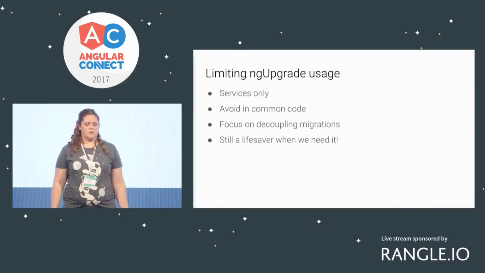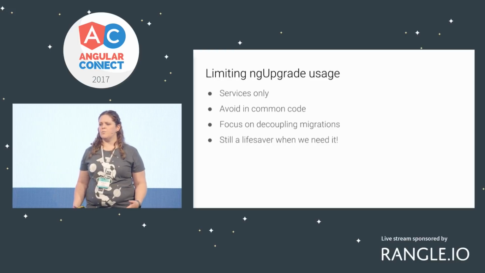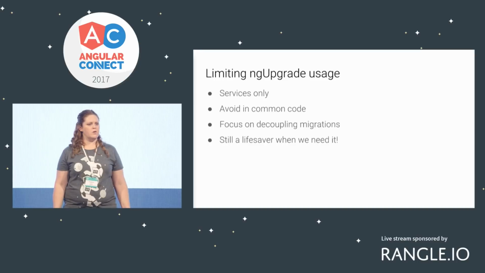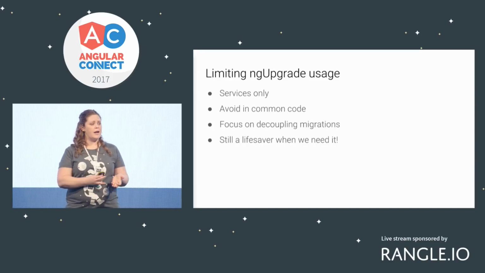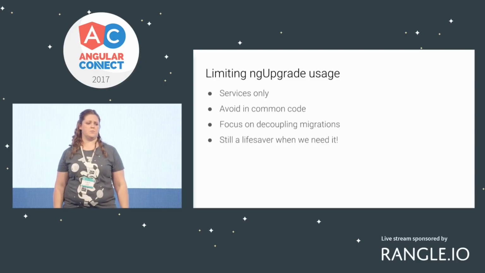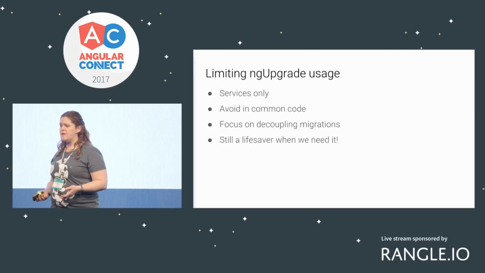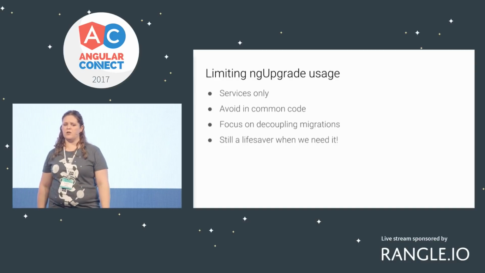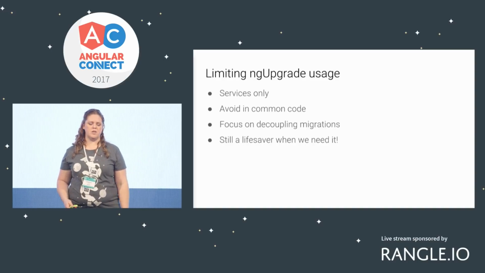So we were mostly focused on services. As we started to write code, we found that sometimes writing code with upgraded services forces AngularJS patterns into Angular. So at this point, we're avoiding using NG Upgrade with a lot of our common services, but we're focusing on using it to decouple migrations. This has been an absolute lifesaver for us, and it is working really well for this purpose. Imagine that feature A depends on a common service from feature B, and the feature B team hasn't started their migration yet. This allows them to not be blocked, and the first product team can move ahead.